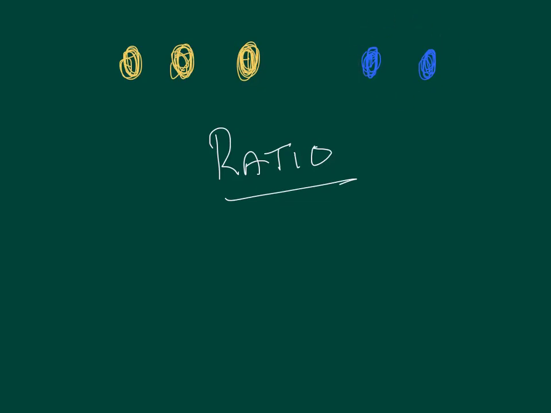So we could say that the ratio of orange dots to blue dots was 3 to 2. Now notice this thing in the middle with the 2 dots, or the colon. That's the symbol we use to indicate ratio. So we would say that there are 3 yellow dots to every 2 blue dots.